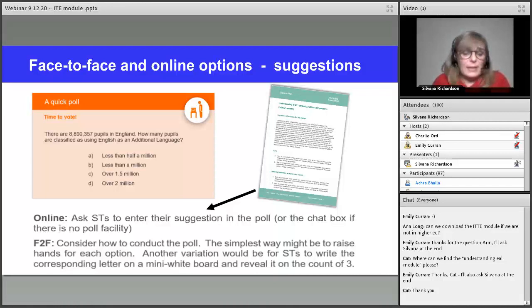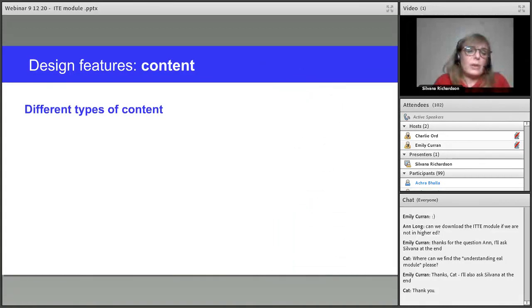In the face-to-face session, we invite ITE providers to consider how to conduct the poll and provide a couple of suggestions. So, for example, raising hands, or student teachers writing their letter on a mini whiteboard and revealing it at the count of three. So, as you can see, it's the same activity with suggestions for how to conduct it either face-to-face or online.